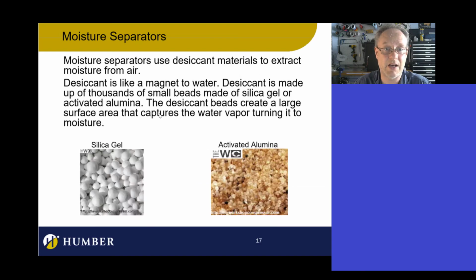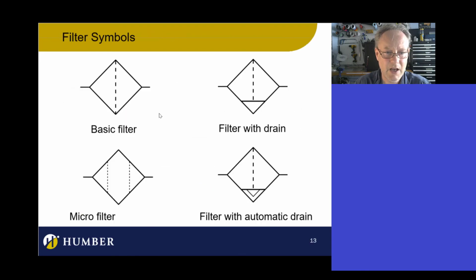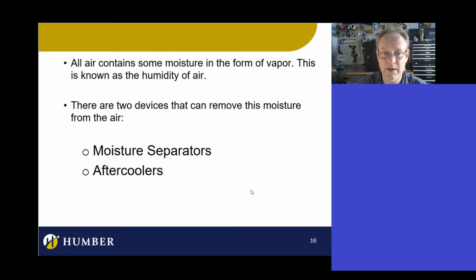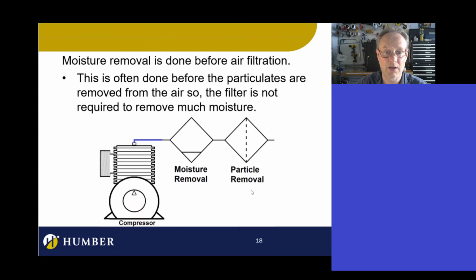Actually, I'll just go back a couple slides. This is a moisture separator with auto drain, and it's got a filter in it as well. Cool. So that's a filter with an auto drain, or we can actually just get a moisture separator that has an auto drain as well. Good. That's just a basic moisture separator, and that's it. That removes the moisture. Okay, cool.